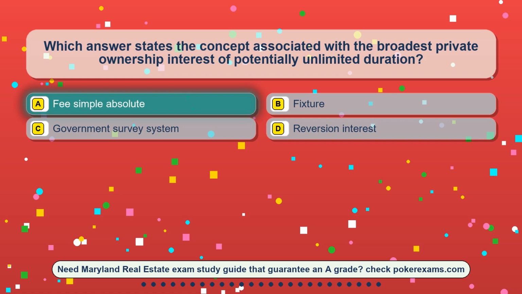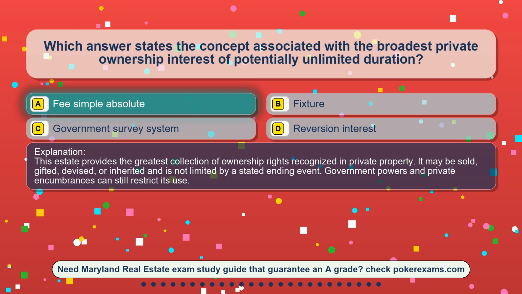The correct answer is option A, fee simple absolute. This estate provides the greatest collection of ownership rights recognized in private property. It may be sold, gifted, devised, or inherited and is not limited by a stated ending event. Government powers and private encumbrances can still restrict its use.